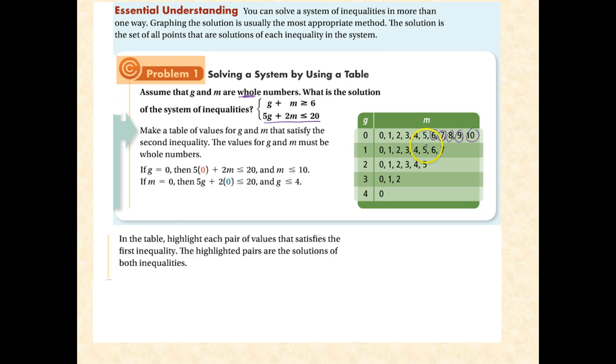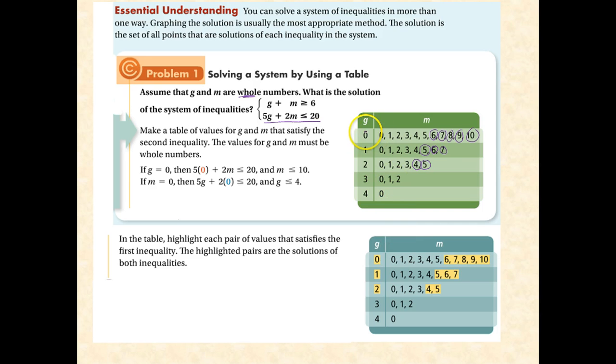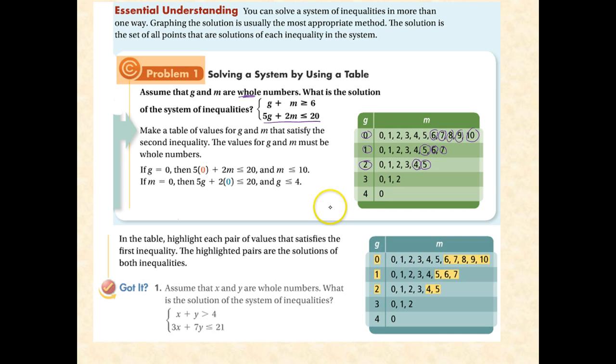But 1 plus 5? Yeah. 1 plus 6, 1 plus 7. 2 plus 5 is 7, that's greater than or equal to 6. 2 plus 4 is 6, that's greater than or equal to 6. 3 plus 2 is 5. These are all going to be too little. So we get these values. So, the highlighted pairs are the solutions of both inequalities. So we have the points (0, 6), (0, 7), (0, 8), (0, 9), (0, 10), (1, 5), (1, 6), (1, 7), (2, 4), (2, 5). Those are the points that satisfy both inequalities.